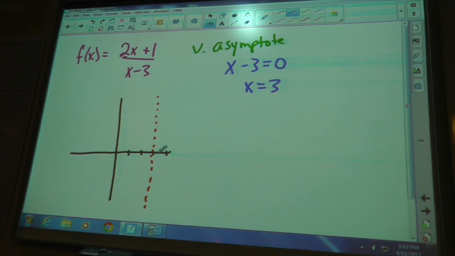So, what else? Are there any horizontal asymptotes? Now, I'm not going to tell you how to find them. I want you guys to find them. Try to find them however you can. Use all the basic skills I've taught you so far.